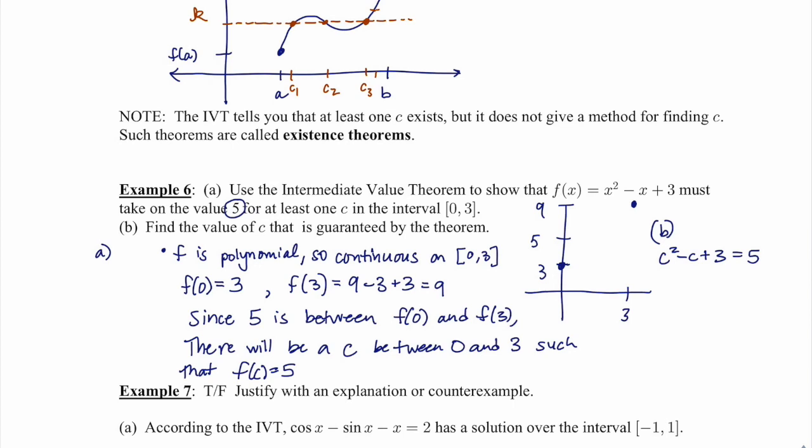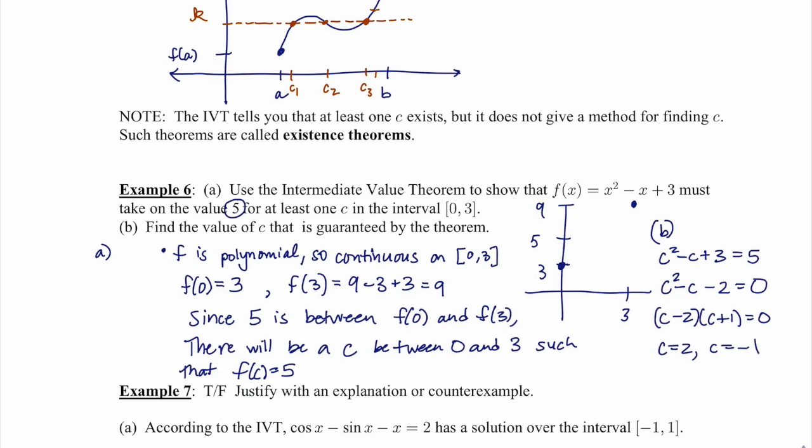And that's just a quadratic equation, so I can try to get a 0 and factor, and if it doesn't work, then I would use the quadratic formula. But this will factor. And I get c equals 2 or c equals -1.